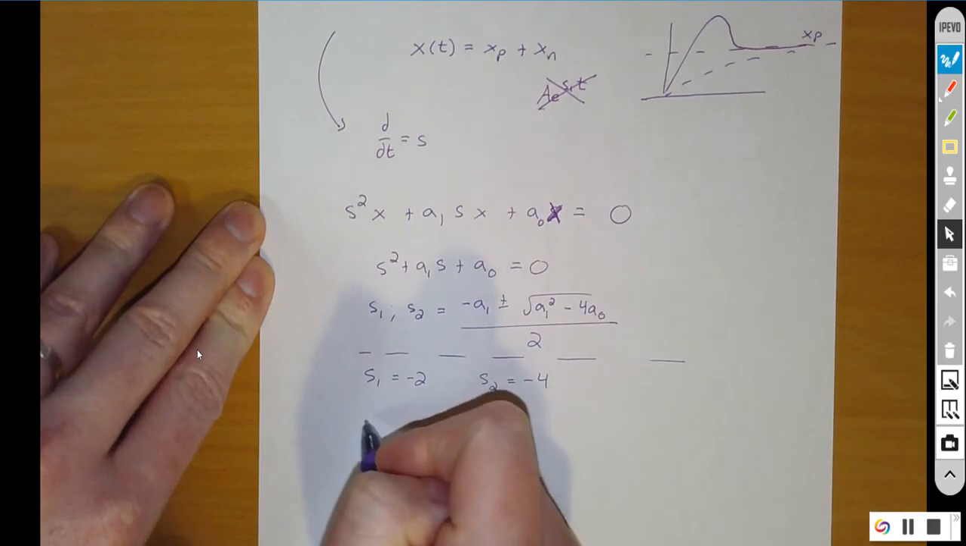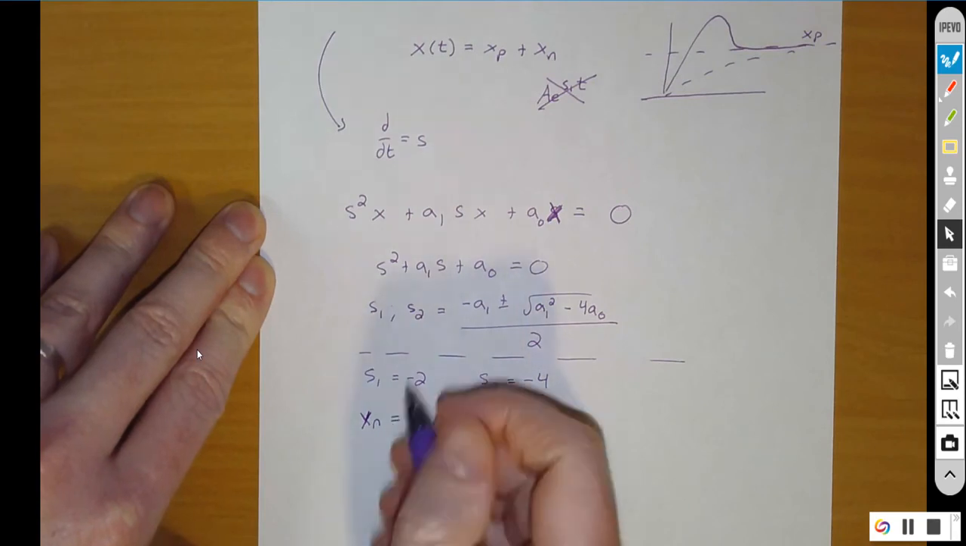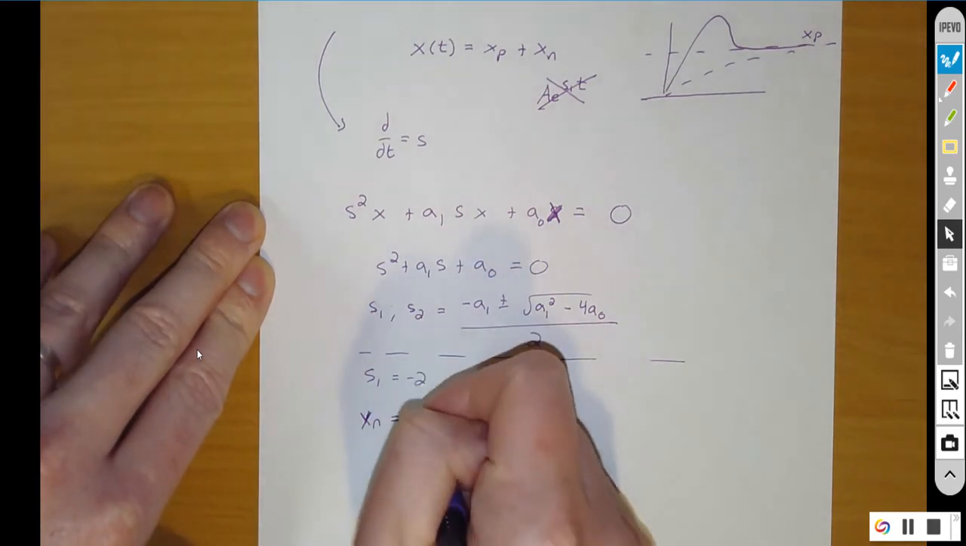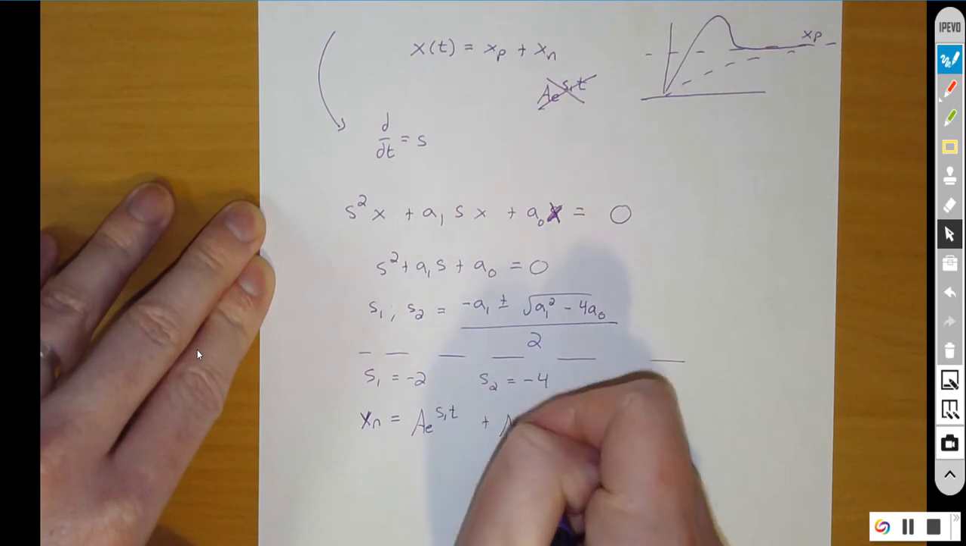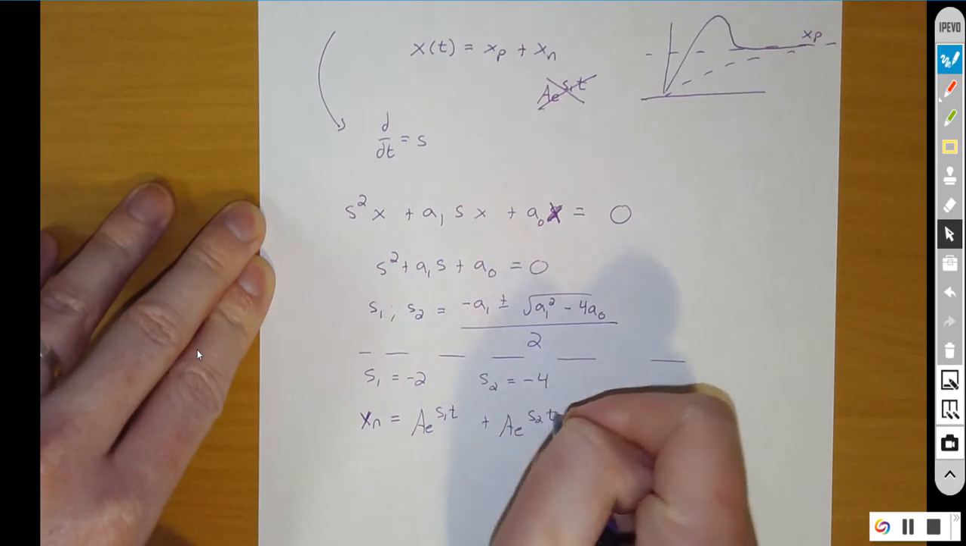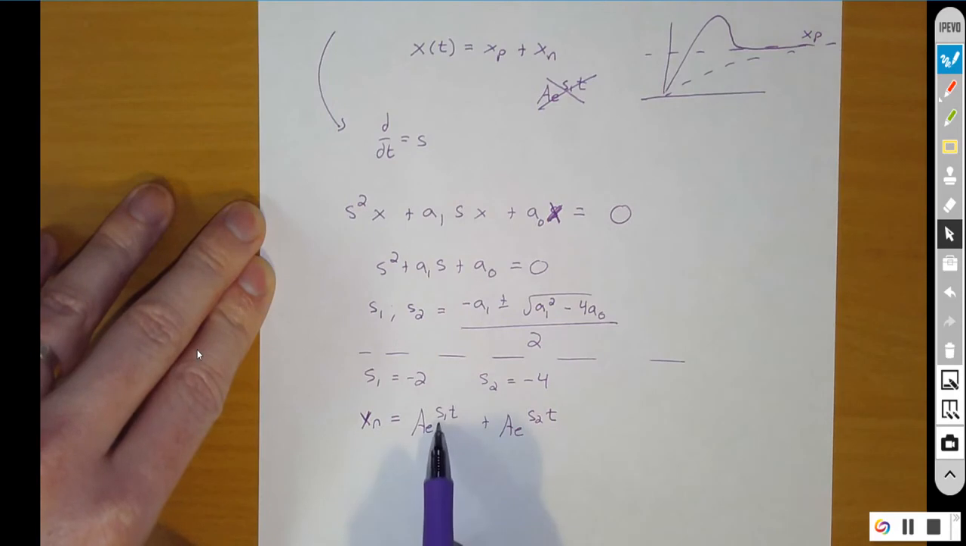So that takes the form. Then our X, I'll use X natural, will be A1 E to the S1T. Hey, there's our friend. Plus A2 E to the S2T. So now hopefully you see why we've been using S1, because there's an S2. We get second order.